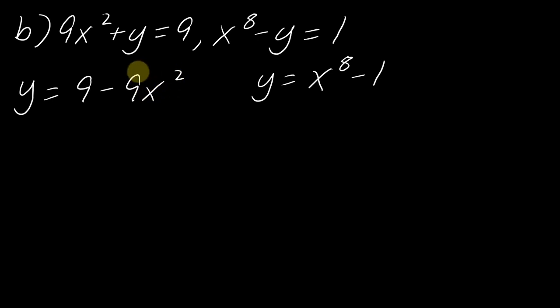So this is a parabola that's opening downwards, but this 9 raises it up, okay? So this brings it up 9, but it's opening down. And then x to the 8th really acts like x squared. So this is a parabola that's opening up, but it's been moved down 1.